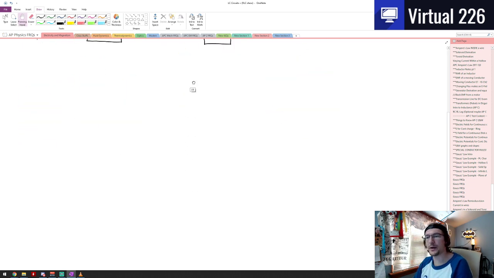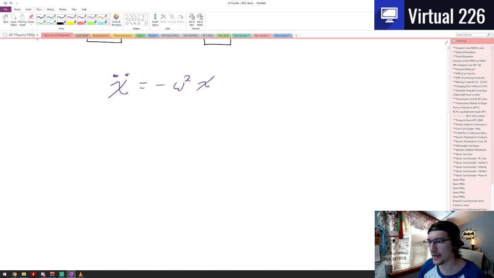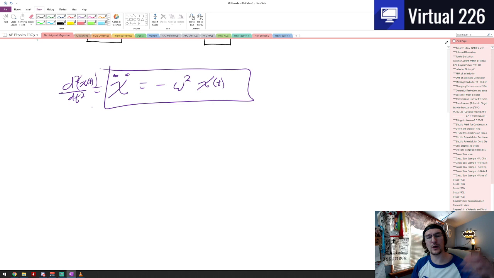So let's talk about what that would look like from a mathematical standpoint. We know from the SHM video, we want an equation that reads x double dot equals negative omega squared x, where this x is really some function x of t, and this x double dot is the second time derivative of that function with respect to time. Okay, so it's that second derivative of the initial function with respect to time. This is what we want, though. If we can get an equation like that, we'll be all set for our RLC circuit system.